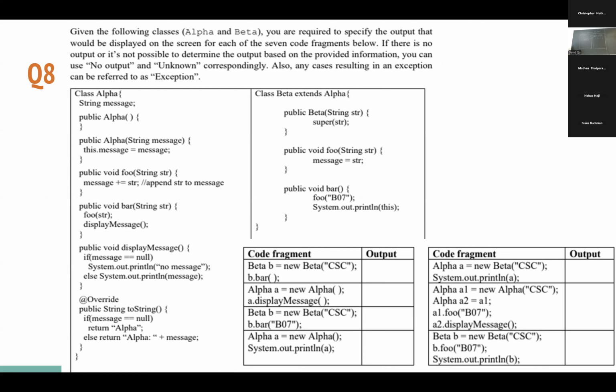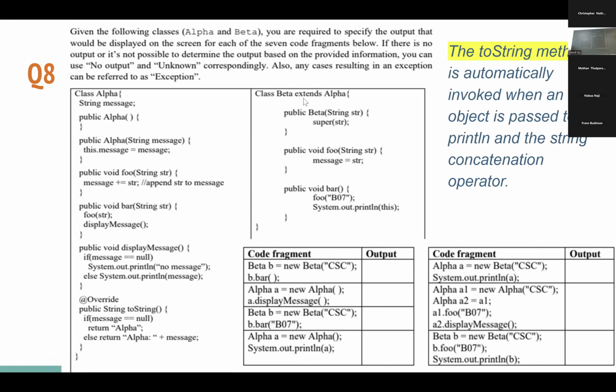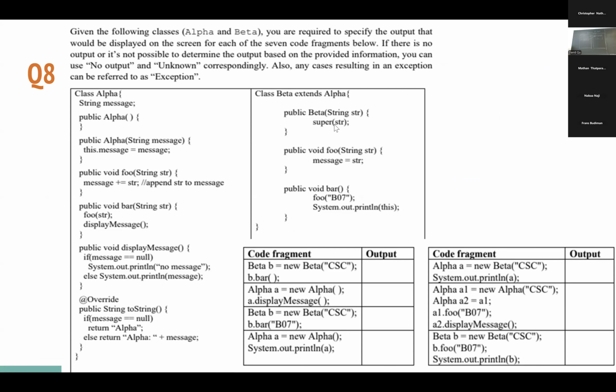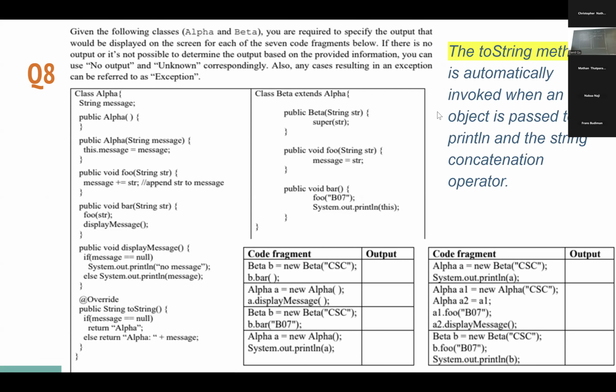Yeah, I think I will still go to the board. The first one, Beta b equals new Beta("CSC"). I can use the, oh, sorry about that. Oh, I can't really use the mouse. Oh, can you guys see my mouse? Oh, yeah, you guys can see my mouse. Oh, that's great.